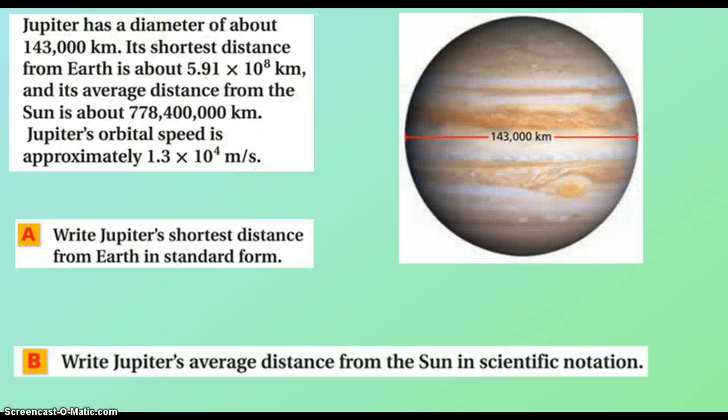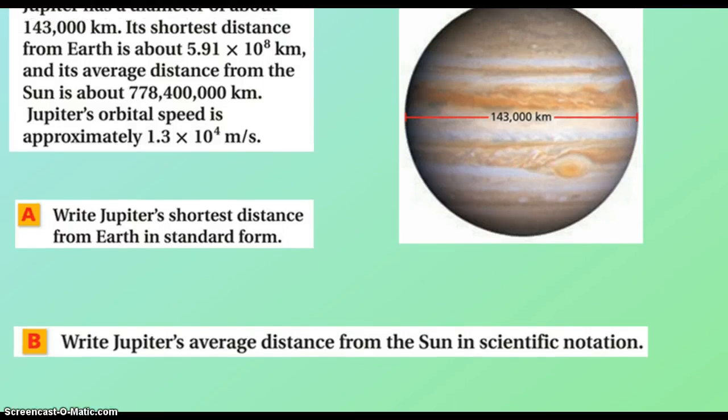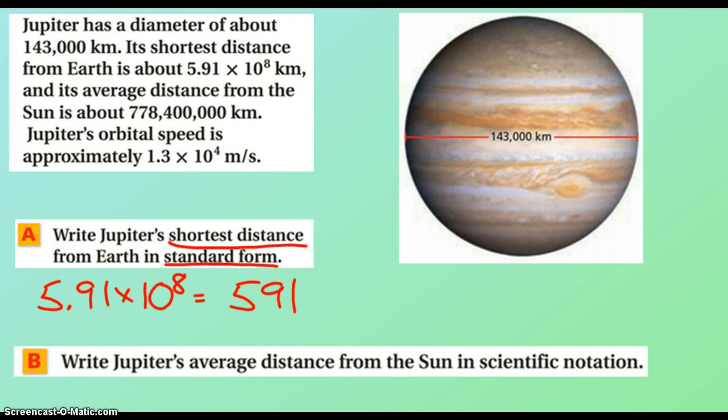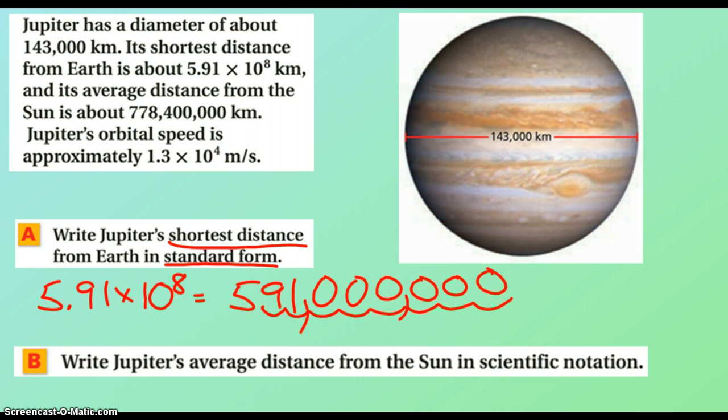So what does this look like? Real quick, last example. We have Jupiter, 143,000 kilometers is its diameter. Shortest distance from Earth is this 5.91 times 10 to the 8th. They want us to take that shortest distance and write it in standard form. That just means write it as a number. So 5.91 times 10 to the 8th power. We just take our decimal and we move it 8 spots to the right. So 1, 2, 3, 4, 5, 6, 7, 8. And you can see we have a very large number for kilometers there.